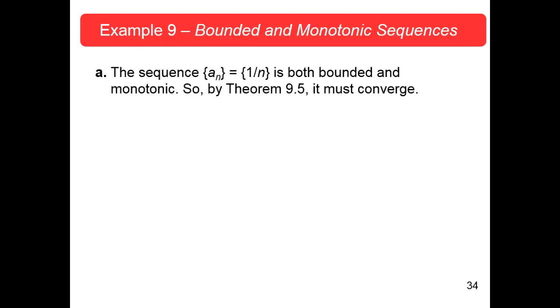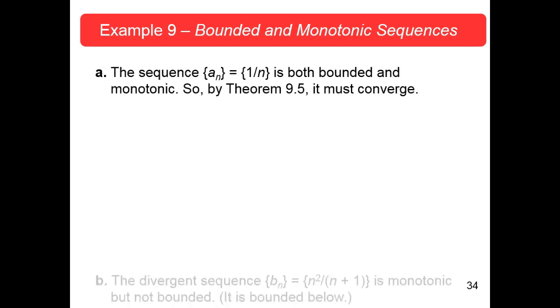All right, here's example 9. Here's a sequence: A sub n is 1 over n. Now the claim is it's both bounded and monotonic, so by 9.5 it must converge. What's it bounded by? From above by 1, and from below by 0. And it's monotonic because 1 over n is getting less and less. It's bounded from below by 0, so it does converge, and it converges to its greatest lower bound, which is 0.